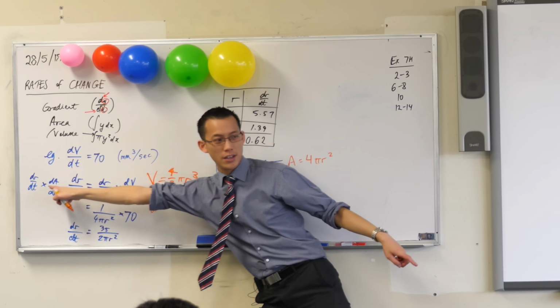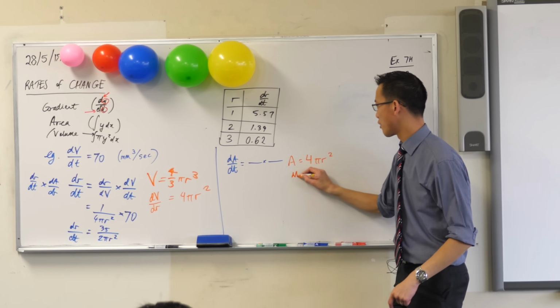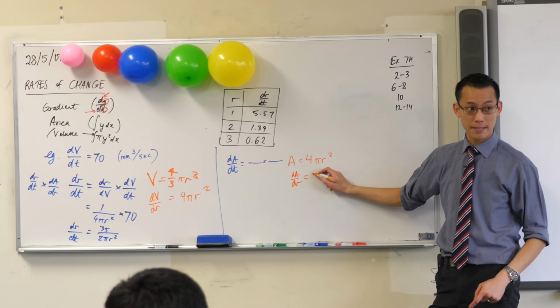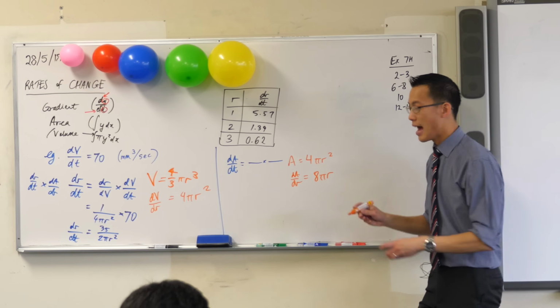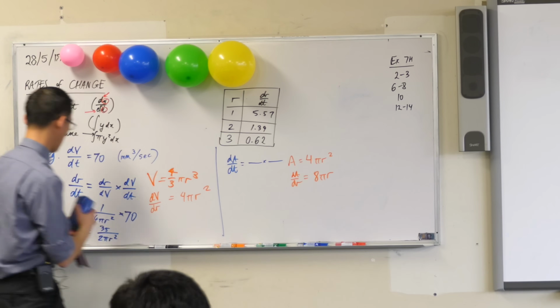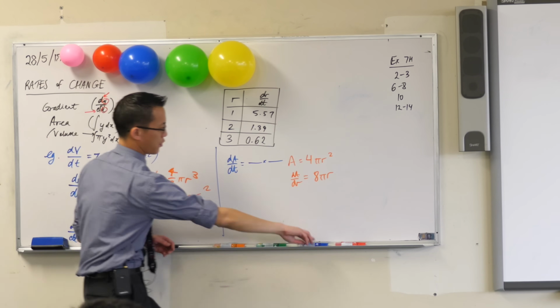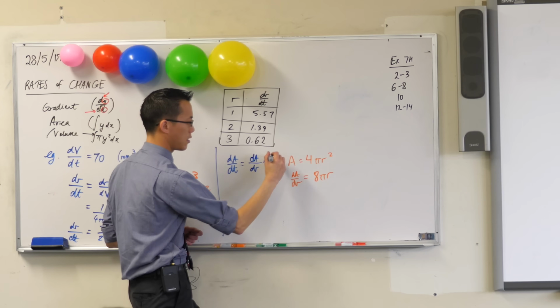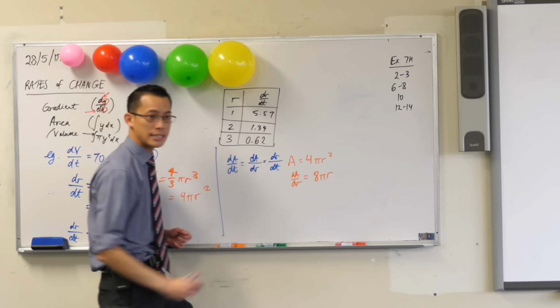Yeah, I'm after that derivative, aren't I? Okay, so I'm going to differentiate here, which gives me 8 pi r, very good. And this is what I can put into here: dA on dr times dr on dt.